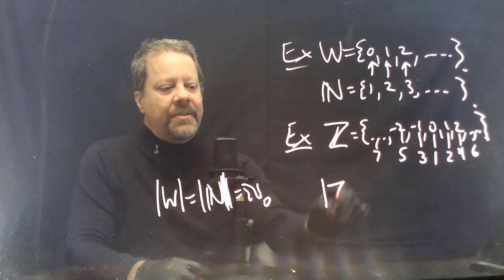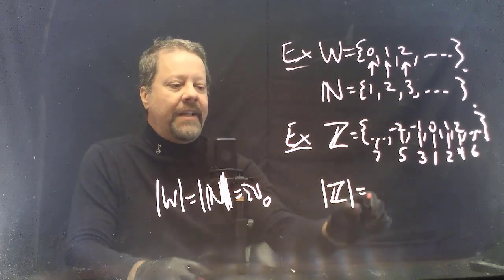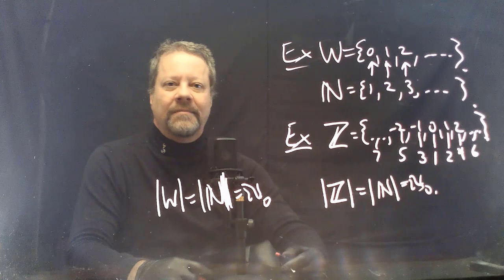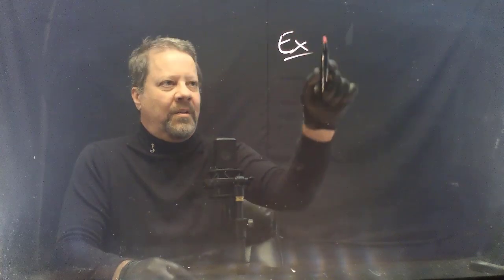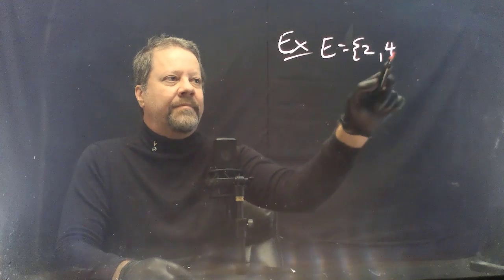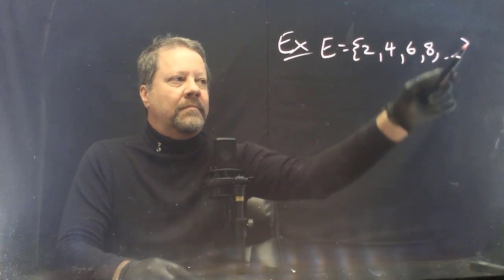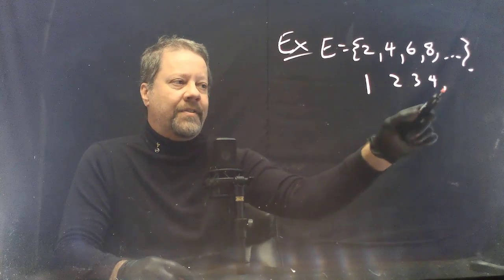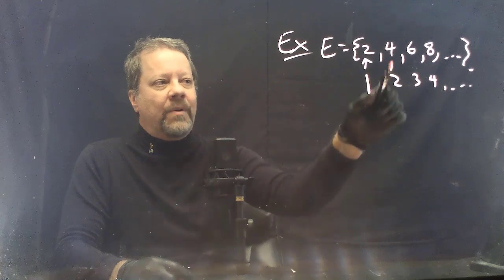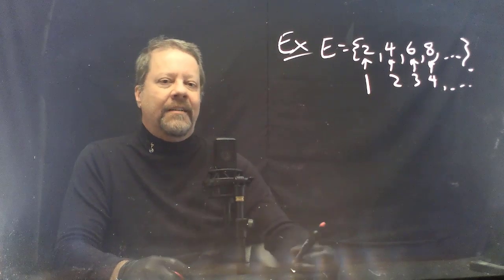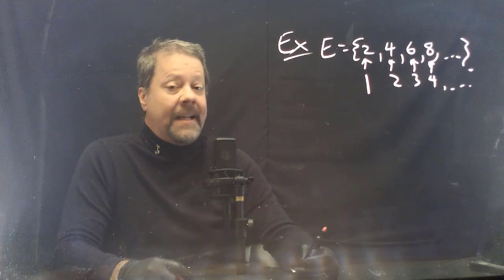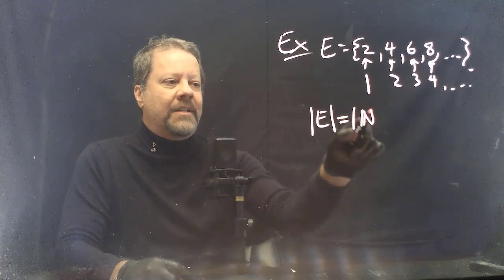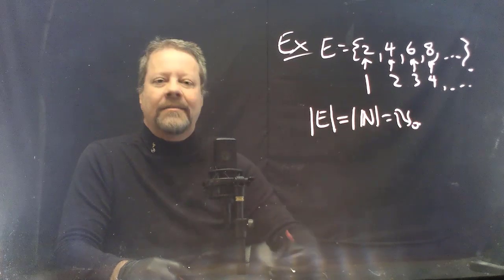So we deduce then that the cardinality of the set of integers is the same as the cardinality of the set of natural numbers, which is aleph naught. What about the set of even numbers? Well, we can count these off again: first, second, third, fourth, and so on. So we have our one-to-one correspondence between the even natural numbers and the natural numbers. So the cardinality of the evens will also be equal to the cardinality of the natural numbers, or aleph naught.